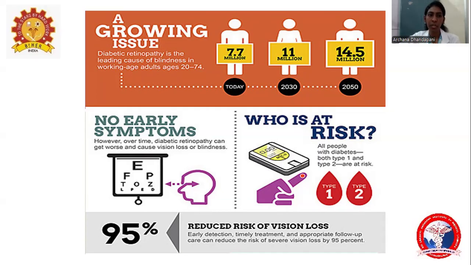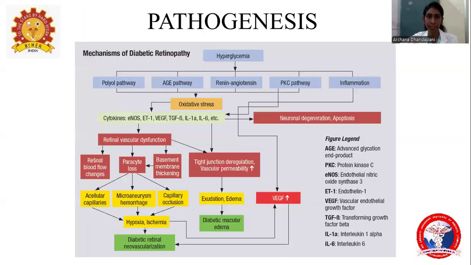This is because there are no early symptoms in diabetic retinopathy. Most of the patients present to us at the later stage or the severe stage. Both type 1 and type 2 diabetes are at risk. Early detection, timely intervention, and appropriate follow-up care can reduce the risk of severe vision loss by 95%.